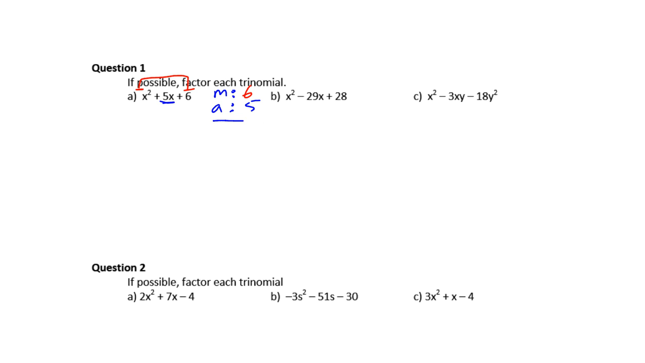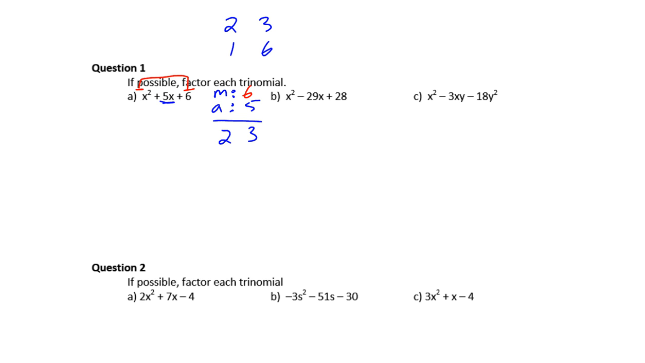So I'm thinking the numbers that multiply to 6 first. So let's just write them down for a second. Numbers that multiply to 6. I've got 2 and 3. I've got 1 and 6. All right, so which of these numbers multiplies to 6 and adds to 5? So the numbers I'm after are 2 and 3. Okay, so we found our numbers.